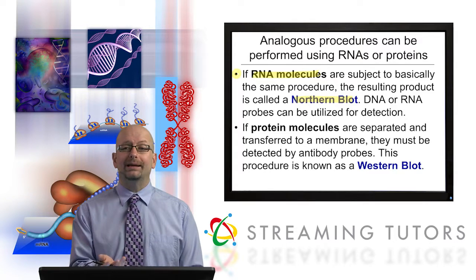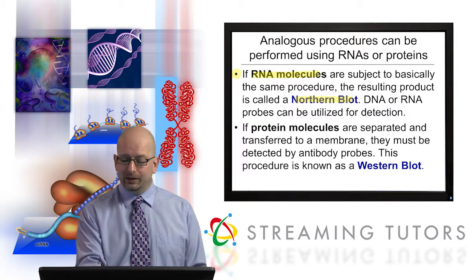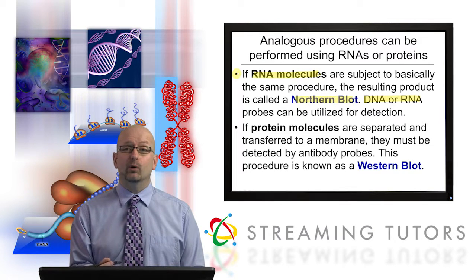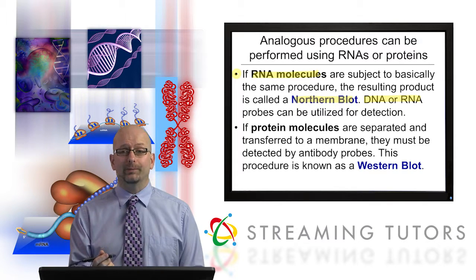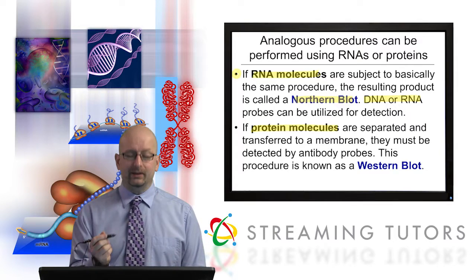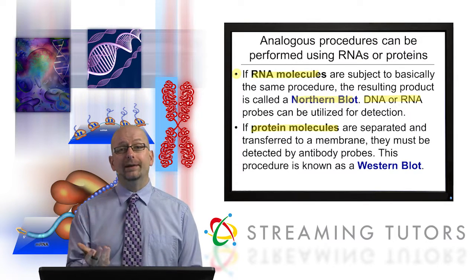So a Northern blot is looking for RNA. You can use a single-stranded DNA probe or a single-stranded RNA probe. You can do a somewhat analogous thing with proteins. Of course, you can't use a nucleic acid probe for proteins.